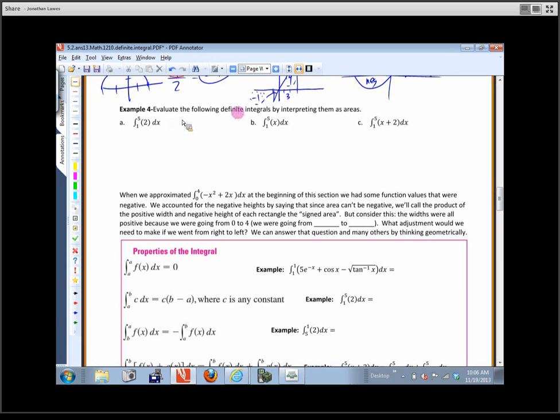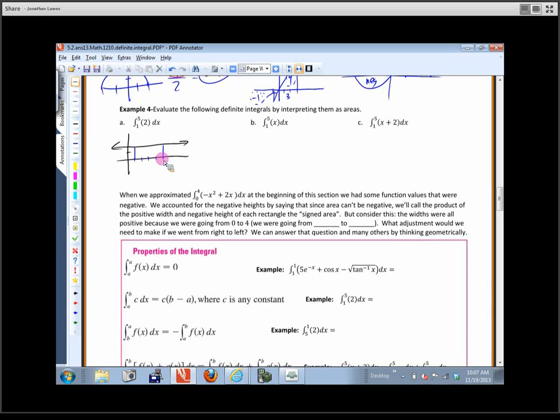So we're going to interpret these as areas. So we're going to look at these as geometric shapes. So I'm going to draw this right here. So this is just a constant function. Constant function here. We're going to accumulate the area from 1 to 5. So that would be from here. I'll just put a wall up right there, all the way to 5. Put a wall up right there.